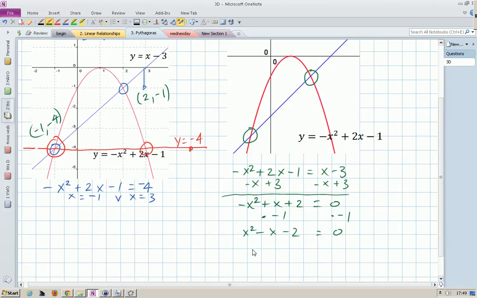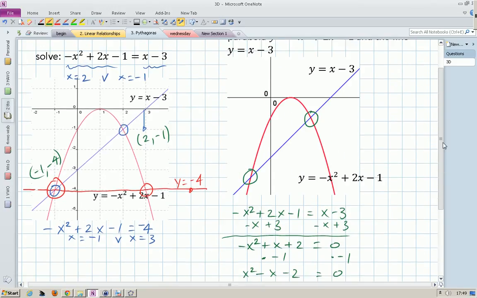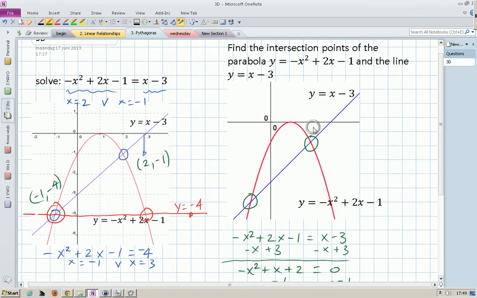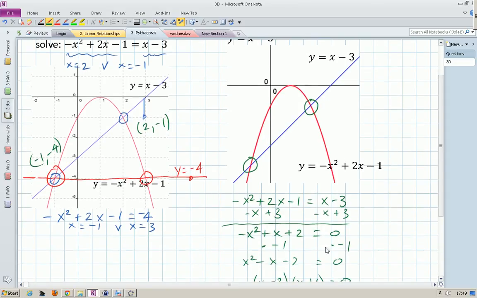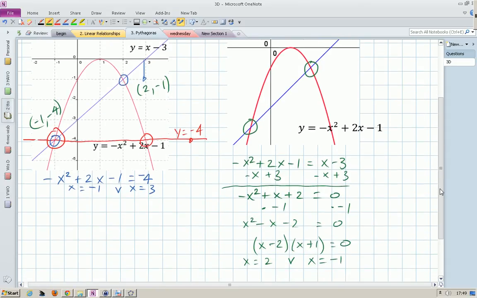I can factor that into, let's see, x minus 2 times x plus 1 equal to 0, and that will give me that x is going to be equal to 2, or x is going to be equal to minus 1, which again, of course, we already knew. We knew that x equals 2 is a solution and x equals minus 1 is a solution. But again, we might get this on a test where we don't have the scale and we're not able to read it off. Then we must solve it algebraically.